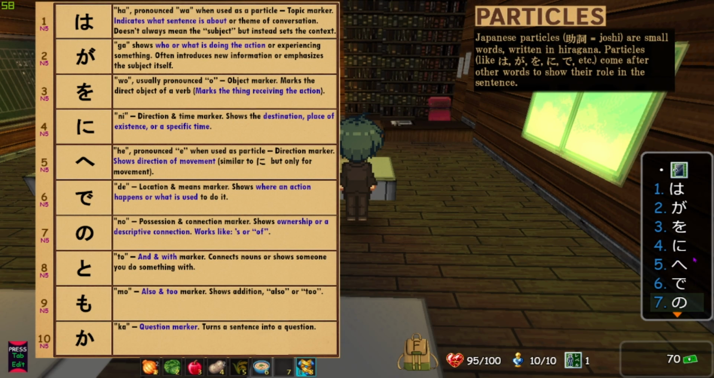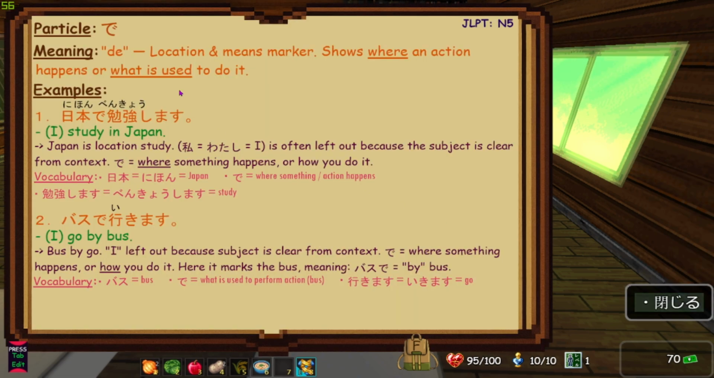Next we go to de. De, location and means marker, shows where an action happens or what is used. Like a fork or a train, a car used to go somewhere to do it. The example here is Nihon de benkyou shimasu. So Japan is the location, study. Again, watashi is left out here from the context. Watashi is often left out because the subject is clear from context.